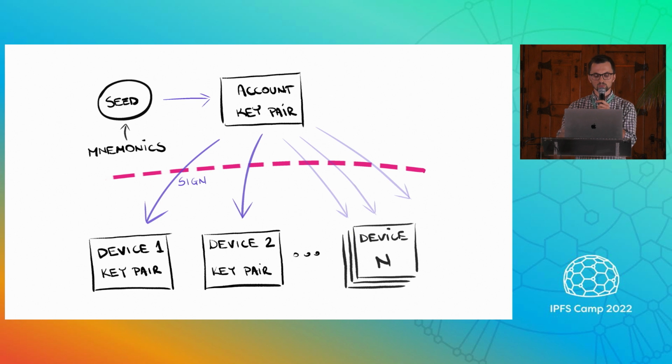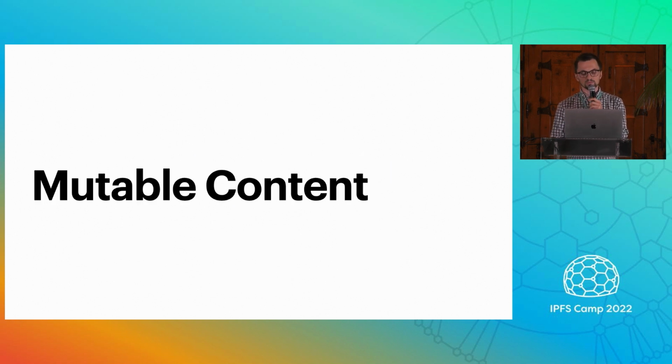And you can create multiple devices like that independently. And the important thing is that they're disposable. If you lose the device, you can always revoke access by just signing another message with this account key. So you can just enter the mnemonic words again on another device, and you can revoke some other device. And you just say, don't pay attention to this device anymore. It doesn't belong to me.